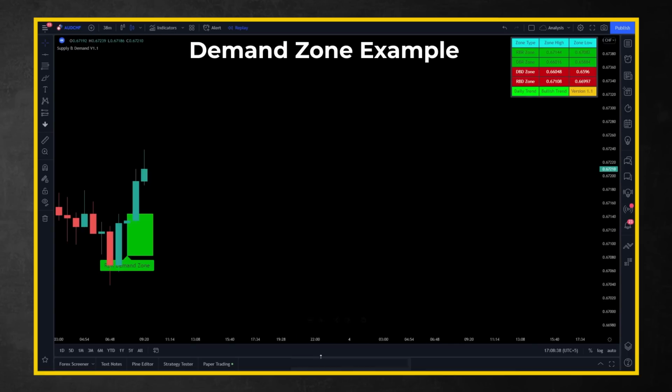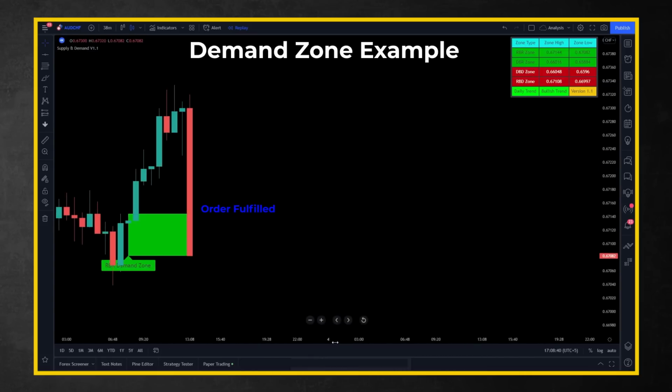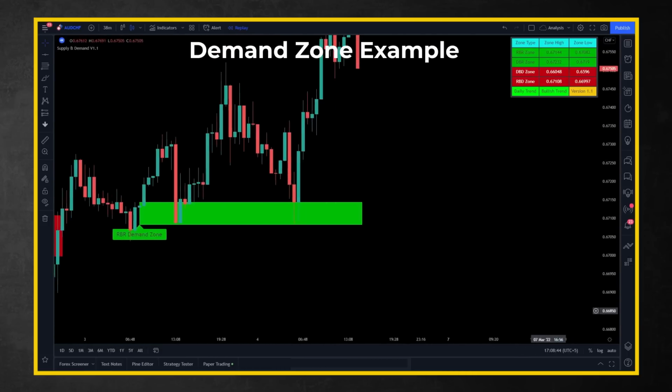So in order to trade this demand zone, we will put the buy limit order at the high of this zone and put the stop loss at the low of this zone. So after the formation of the demand zone, the market will move up and then it will come back in order to pick those pending orders. After picking the pending buy orders, the market will move up.